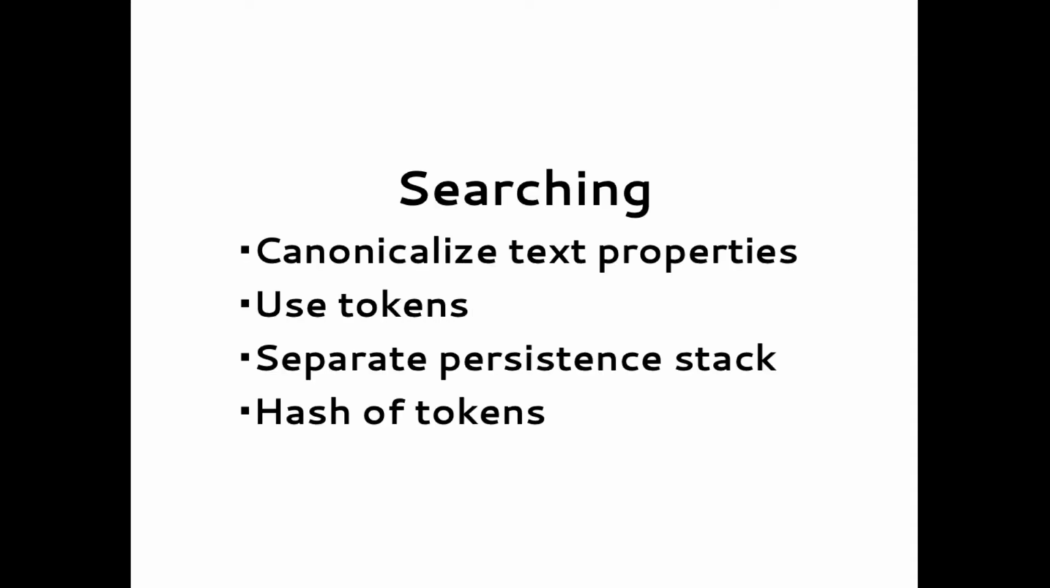And if that still isn't good enough, you could hash the tokens in memory. And it doesn't have to be the whole token. You could just take the first 3 letters of every single normalized token and keep that in memory. Even if you have 60,000 objects, if it's just the first 3 letters of every single word, that's not going to be too much. So for searching, normalize your text properties, use tokens. A separate persistent stack is not out of the question, and a hash if you have to.